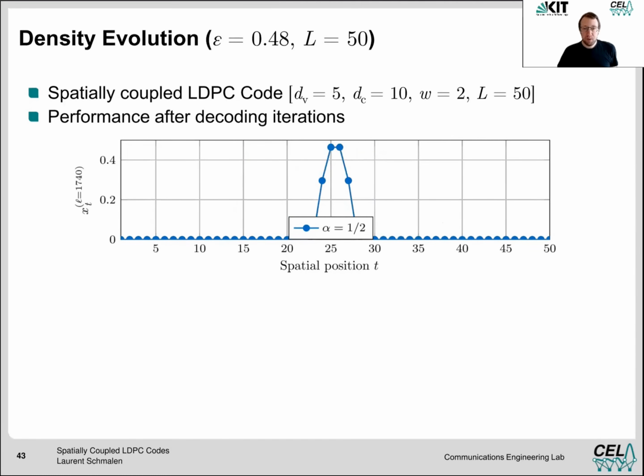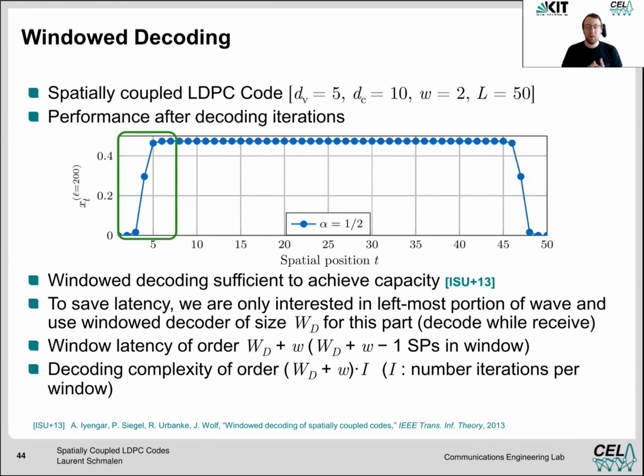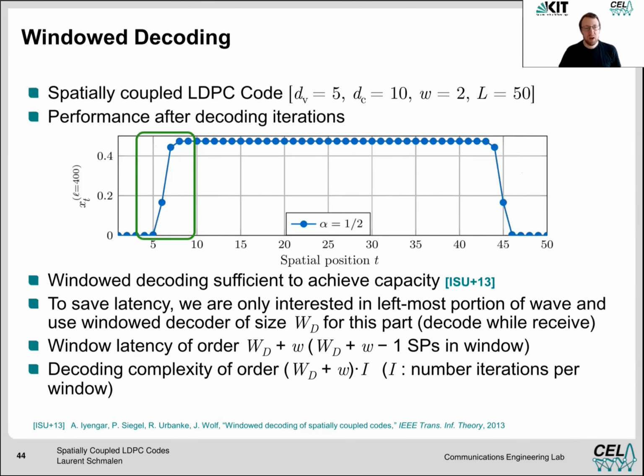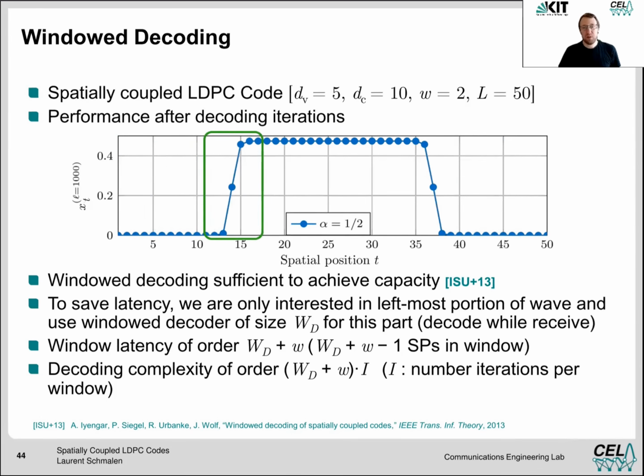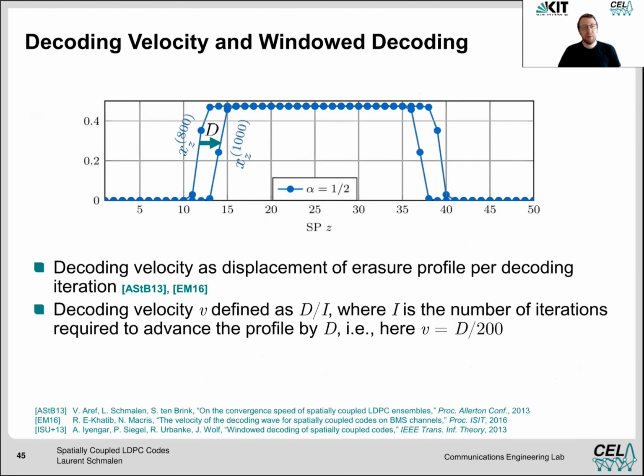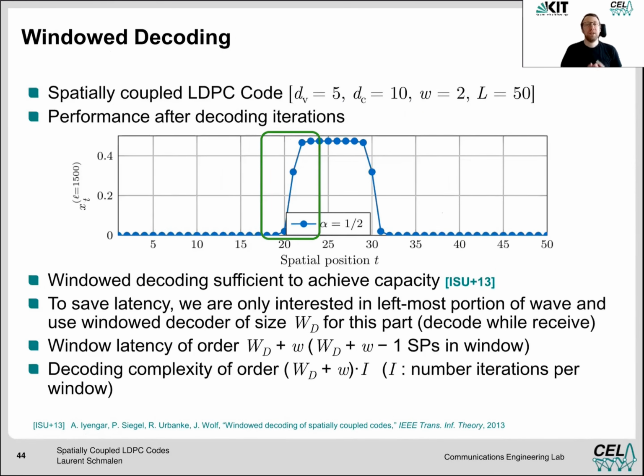So what we do in practice is we use a window decoder. That's this decoding window that we slide over the code, and that actually follows this kind of wave through the code. So we do this, and we see that we just need to carry out operations inside this green part, and that's actually sufficient for decoding. So that leads to a very simple decoder and very low decoding complexity.